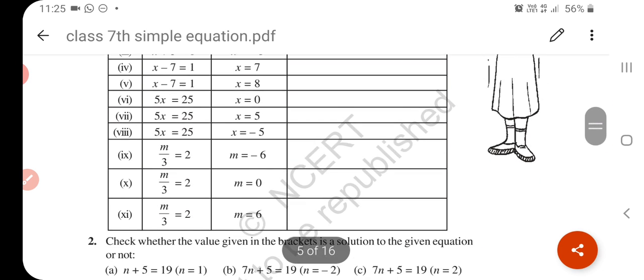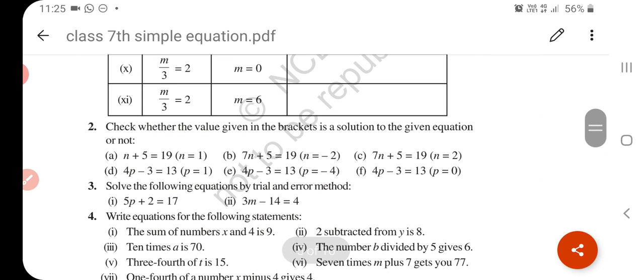Now our second method is balancing method or systematic method. Okay, the trial and error method is time consuming. The other method resembles the process of a balance used for weighing. Okay, so if you want, what is the rule for solving an equation for balancing method and systematic method?